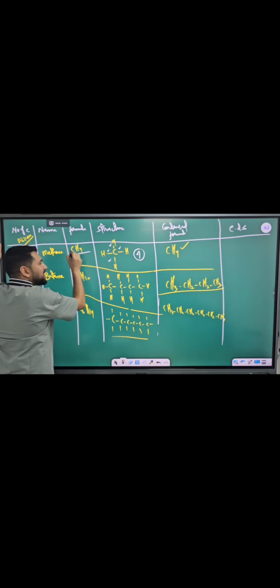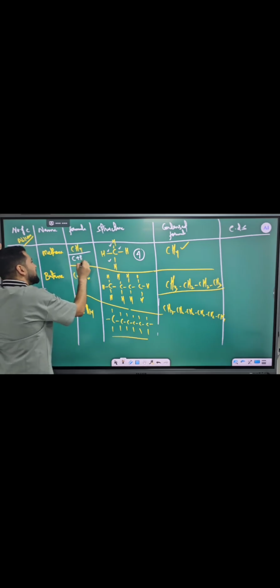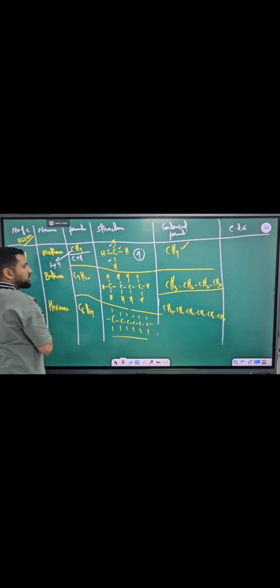How many carbon are there? I can say number of carbon is 1. How many hydrogens are there? I can say 4. 4 plus 1 is 5. But how many total bonds are there? There are total bonds as 4. So I will minus 1. So general formula will be carbon plus hydrogen minus 1.